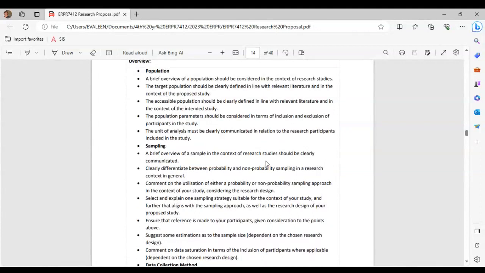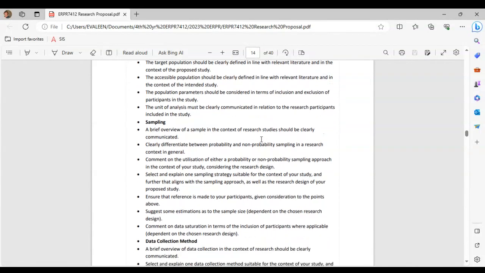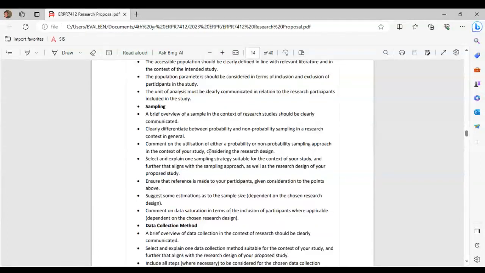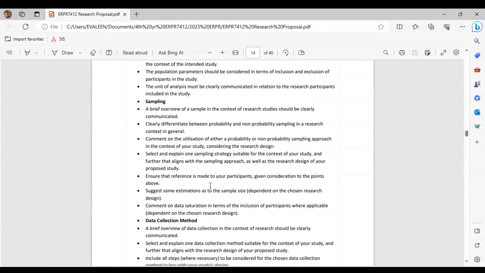Sampling, we're looking at non-probability sampling and purposive sampling. Go and describe non-probability. They ask you to clearly differentiate between probability and non-probability. Comment on using this non-probability approach in your context of your study. And then the one strategy that's suitable for your study and aligns with it, and that would be the purposive sampling. So give a definition and how it applies to your study.